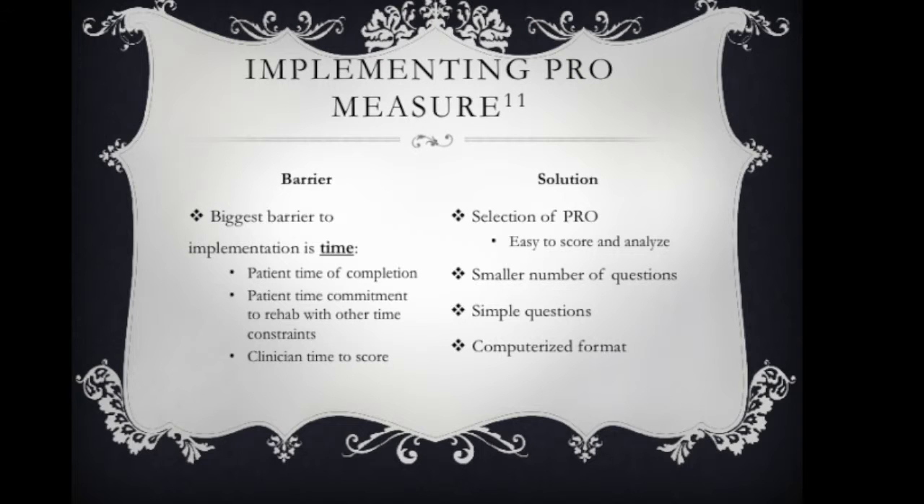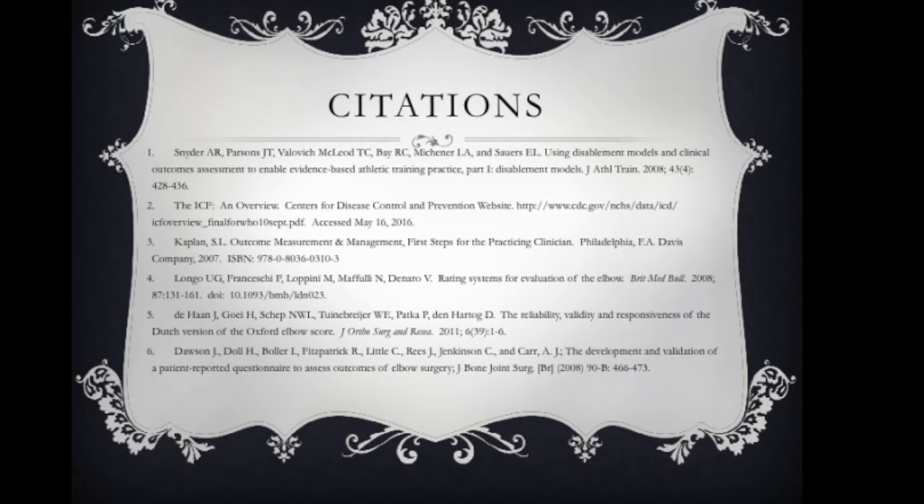Solutions to this issue were the selection of the PRO itself. It is easy to score and analyze. It has a smaller number of questions, which decreases the perceived burden on the patient. Simple questions, again, decreasing that burden. And the computerized format: that is one thing that we saw in some of the reading, that you can look at decreasing the burden on the patient and them being more willing to complete it. Again, students are more comfortable with electronic formats, and all that. In the end, we have our citations.